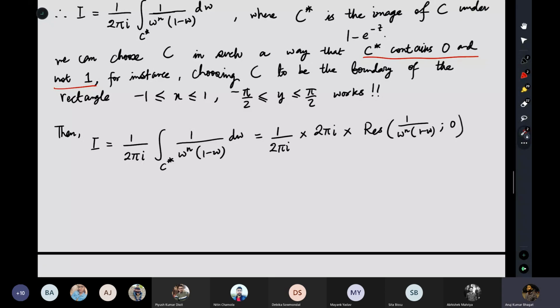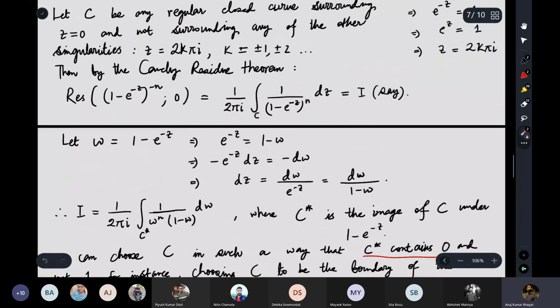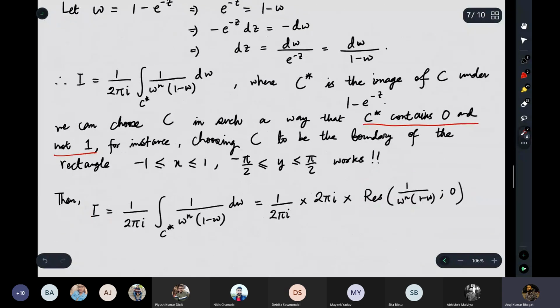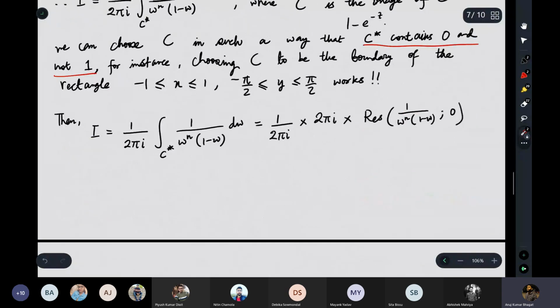So what we have done, firstly converted this residue into an integral, simplified this integral in terms of omega, and again converted this integral in terms of residue. So what is the advantage of that? Calculating the residue of this function is very easy. What is the residue of this function at 0? Can you tell me?